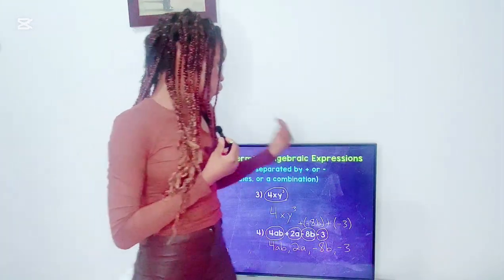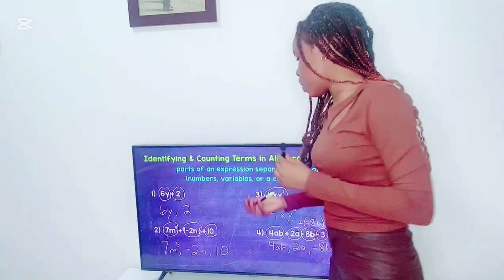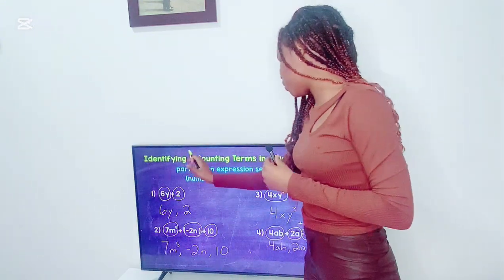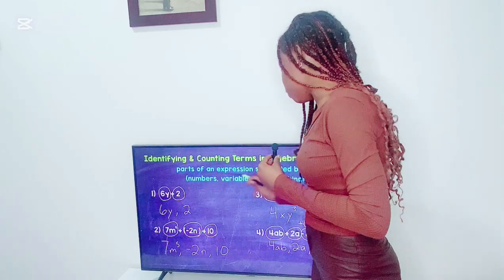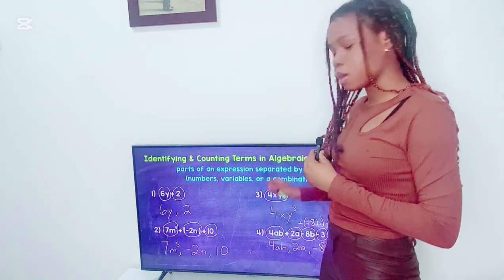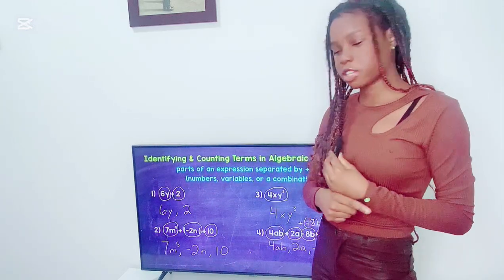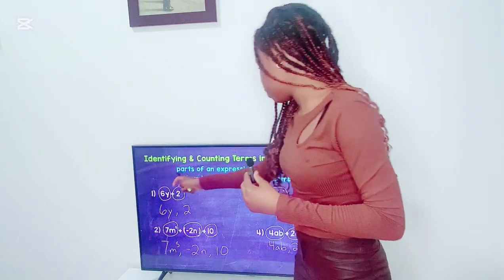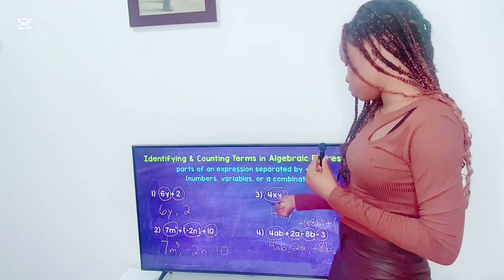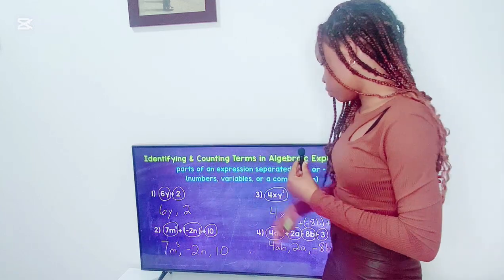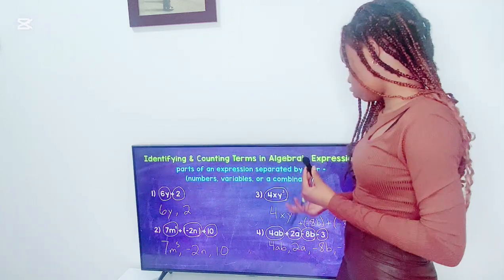So this topic is very easy, especially when you know what you're talking about. Remember, when you're identifying or counting terms in algebraic expressions, parts of an expression are separated by plus or subtraction. This is what you need to know, okay? Terms can be numbers, variables, or a combination of both.